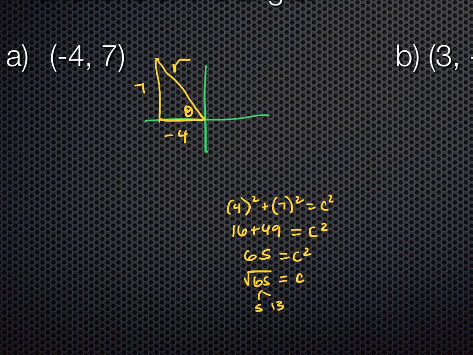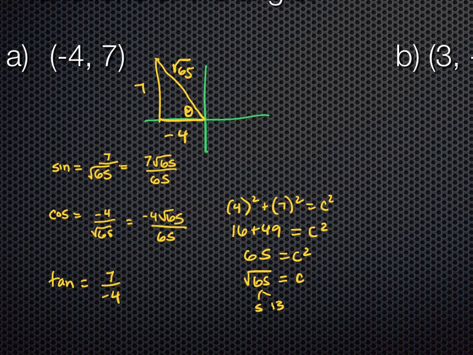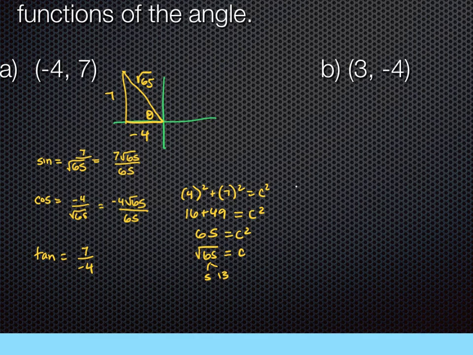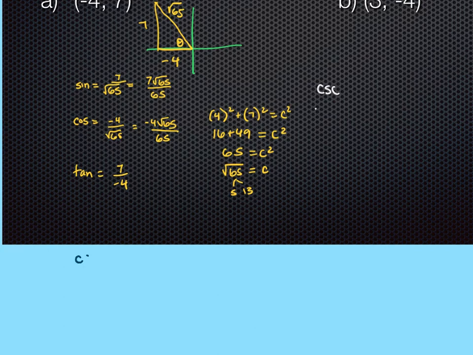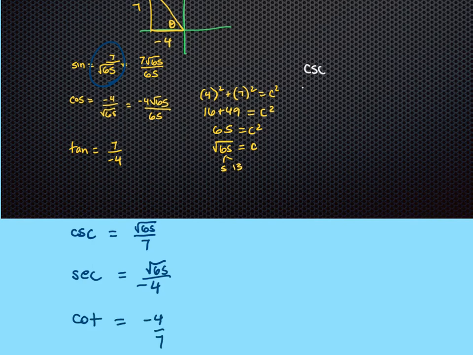C equals the square root of 65, which is 5 times 13. That's not going to break down at all. So I keep it as square root 65. Sine 7 over root 65, which gets rationalized. Cosine negative 4 over root 65, which gets rationalized. Tangent 7 over negative 4. And then the reciprocal functions. Remember, you want to flip it before you rationalize it. So square root 65 over 7. Otherwise, you're going to have to do extra work. Square root 65 over negative 4. And cotangent negative 4 over 7. Questions on that one?